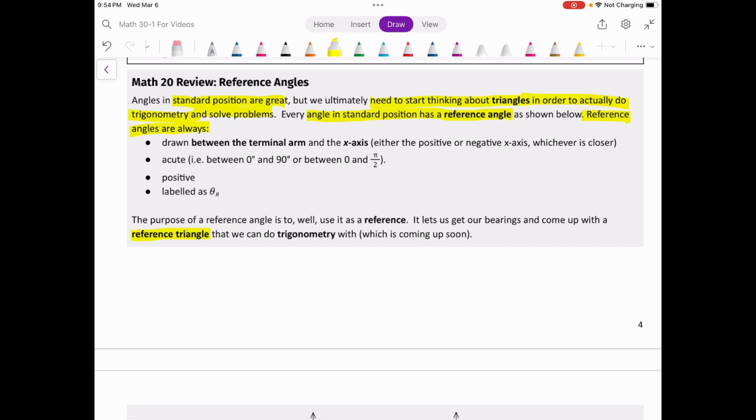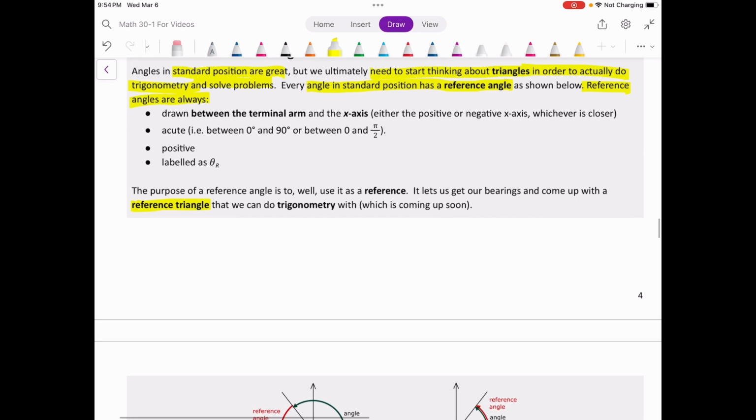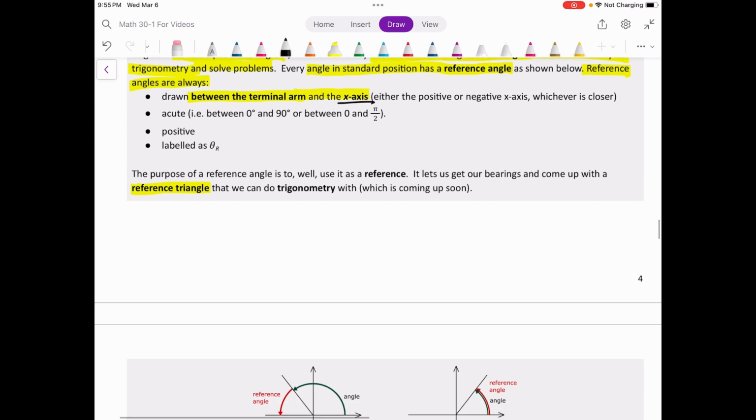Okay, so reference angles are always drawn between the terminal arm and the x-axis. That's one of the rules. We're always going to reference to the x-axis. Why not the y-axis? That's one of those things where we just said, let's reference to the x-axis. That way we're all consistent, and when I say it has a reference angle of 30 degrees, we all picture the same thing and don't get different answers, because that would be bad and confusing. So it's either the positive or the negative x-axis, whichever is closer.